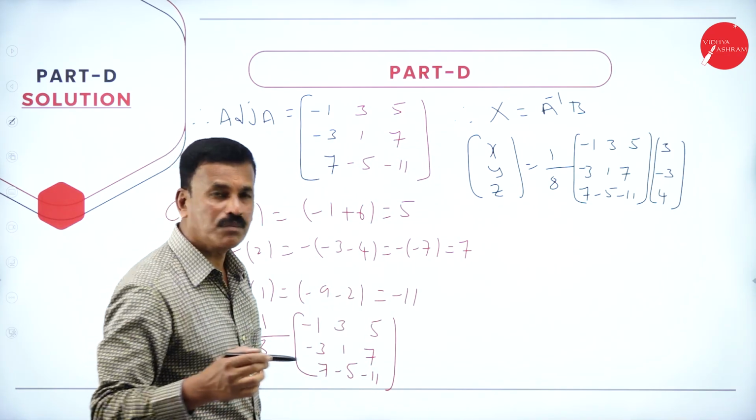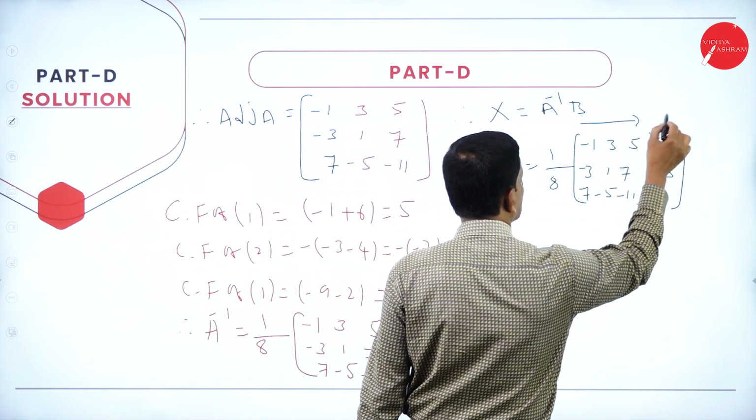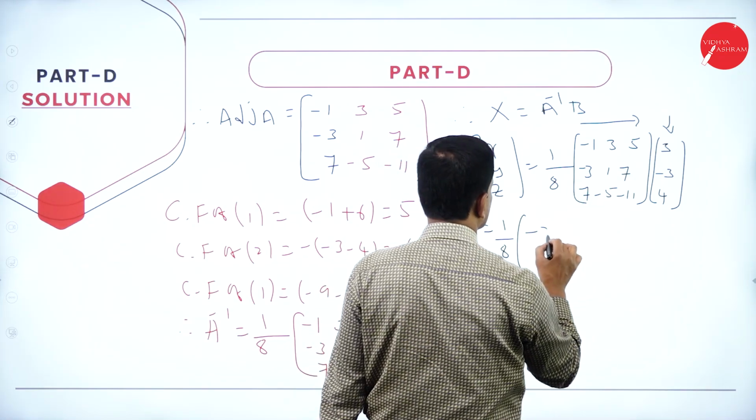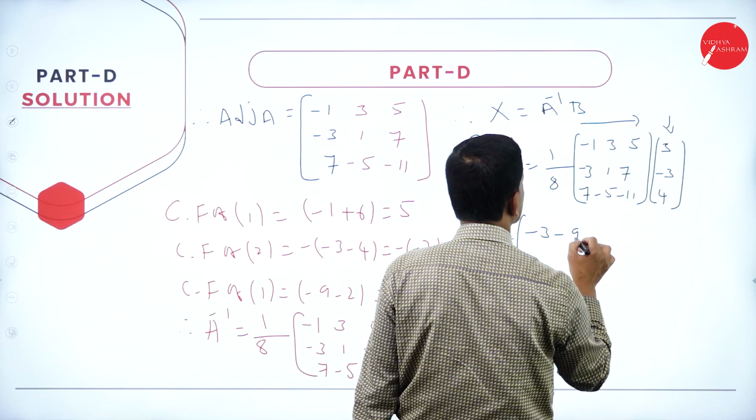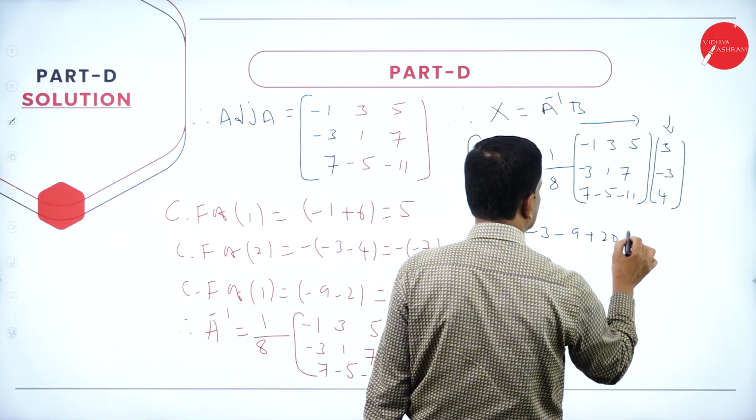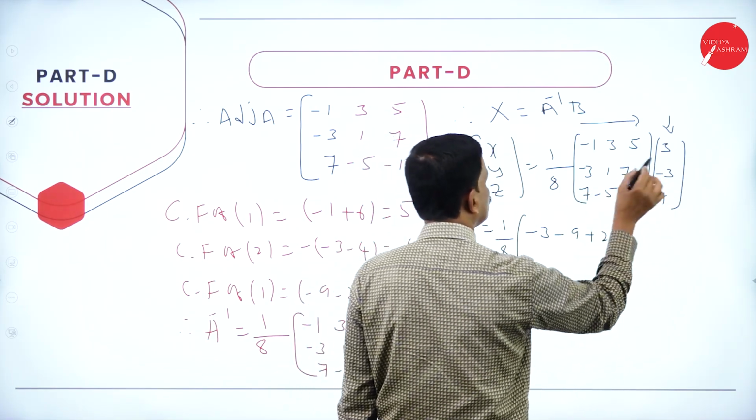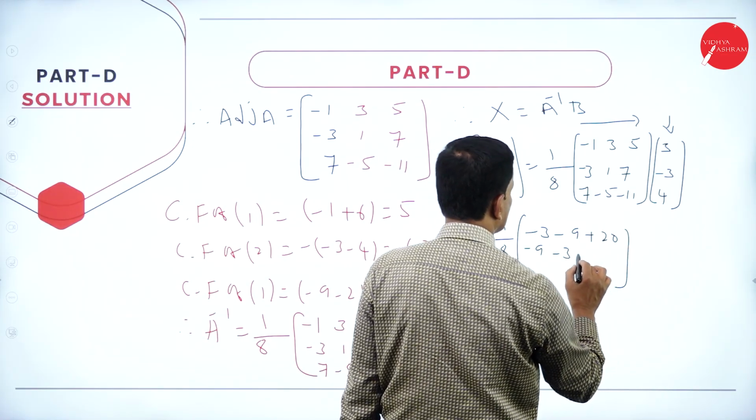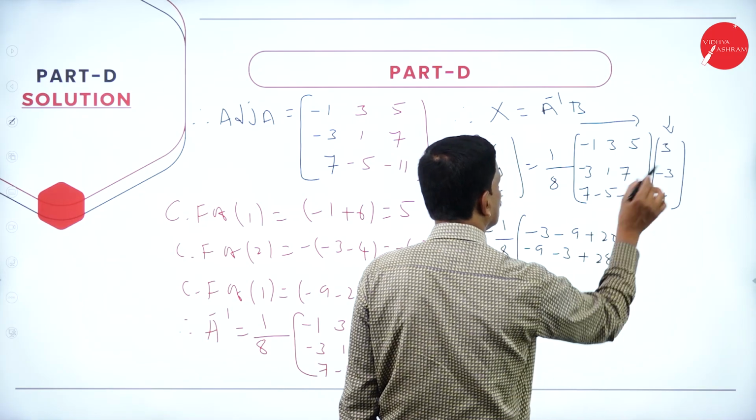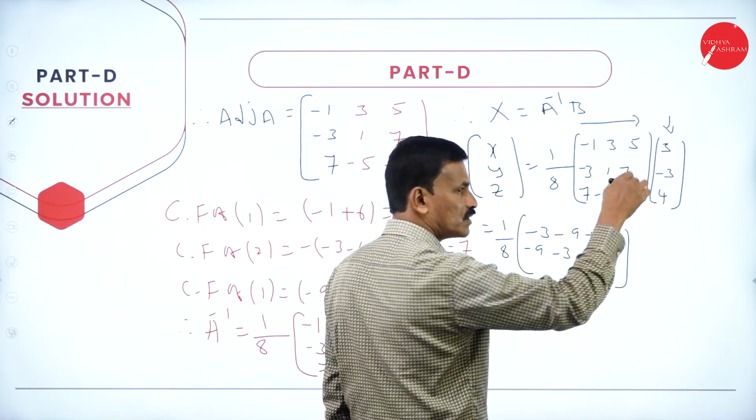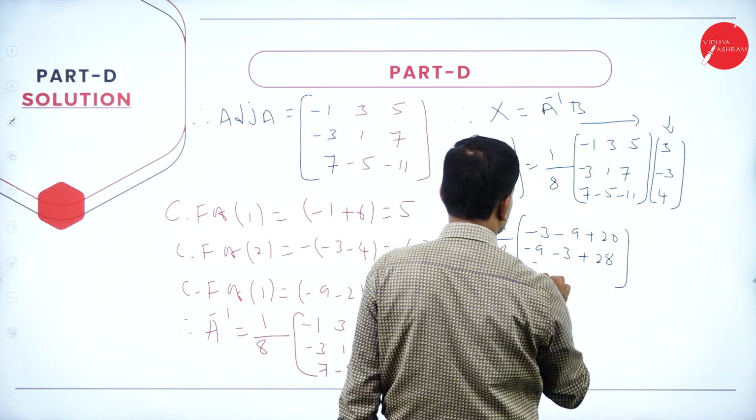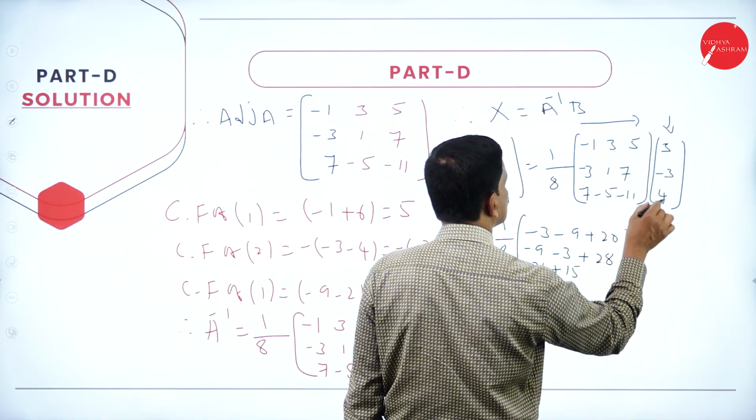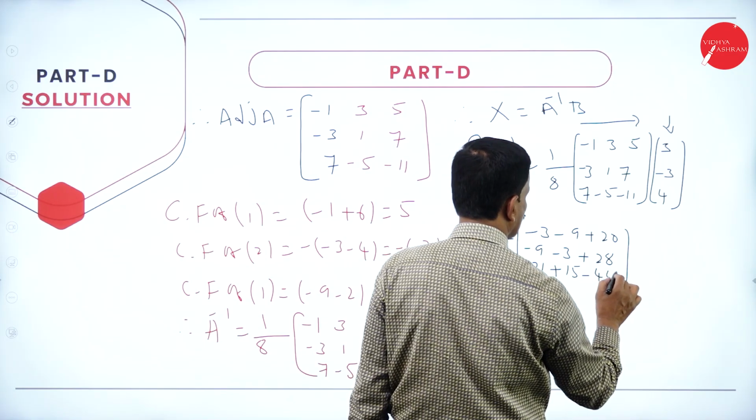Okay. Now multiply this. This is matrix multiplication. First row, first column. 1 over 8 into 1 3s are 3, minus 3 3s are 9, 5 4s are 20. Second row, same column. 3 3s are 9, minus 9, minus 1 3s are 3, plus 7 4s are 28. Third row and last column. 7 3s are 21, minus into minus plus 5 3s are 15, minus 11 4s are 44.